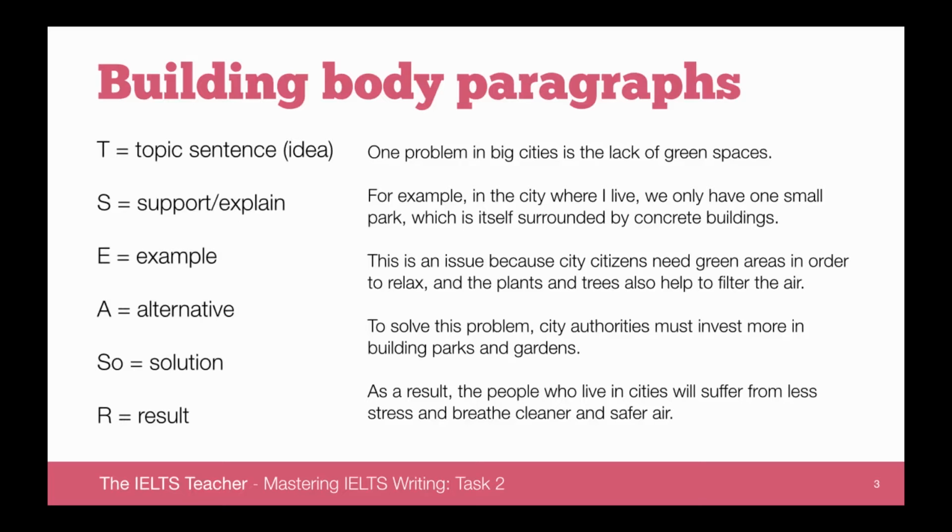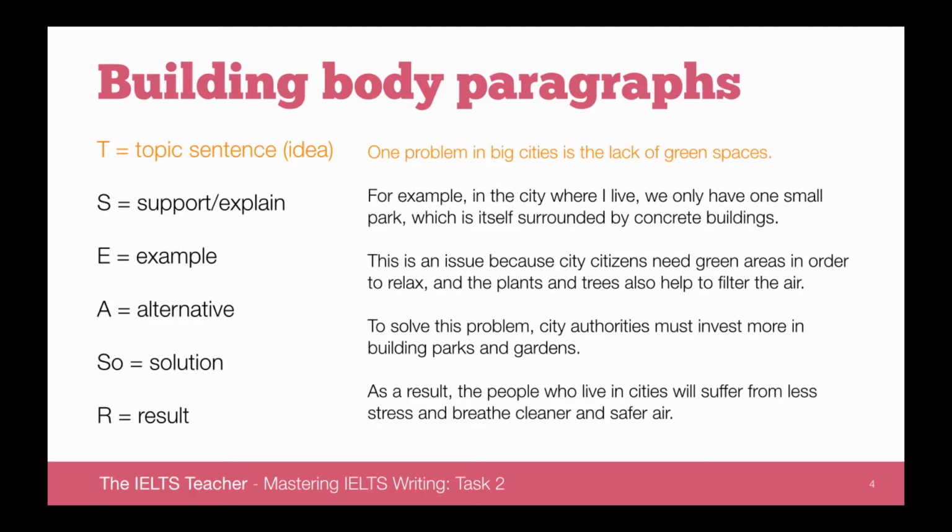Now, the first sentence is always going to be a topic sentence. This will contain your general idea for the paragraph. It's very important that this sentence is nice, clear, concise, not too long, and very clearly shows what you're going to be talking about in the paragraph. You can see this here. One problem in big cities is the lack of green spaces, in a problem and solution essay.